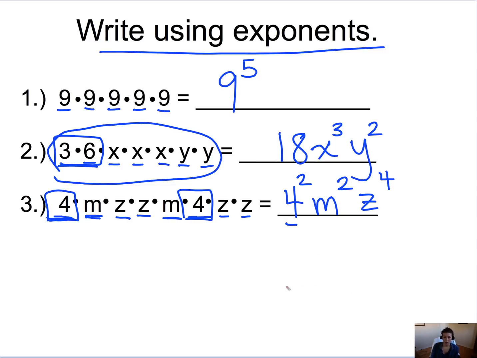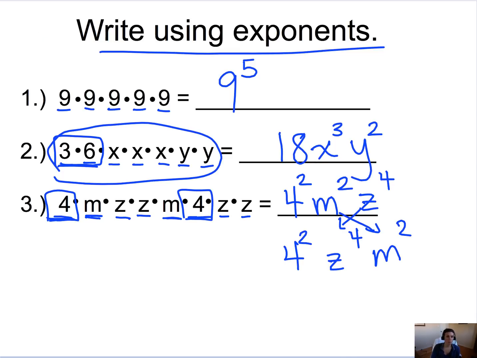What I do want to point out though is it would be perfectly acceptable to have 4 squared z to the fourth m squared. The order doesn't matter. Notice I switched the m and the z, but the m still has the squared with it and the z still has the fourth with it. So you can write it in any order as long as you make sure that you put the correct exponent with the correct base.